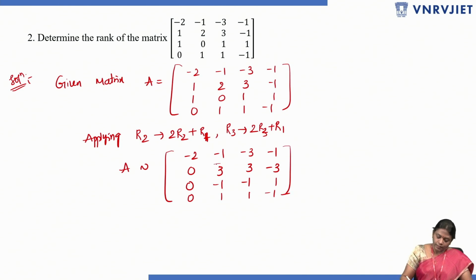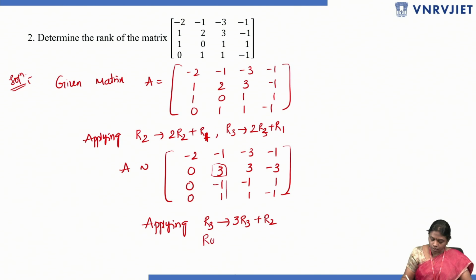Now, with the help of this element, I need to make the down elements equal to zeros. What are the operations I need to implement here? Applying R3 tends to, here I'm having R2 as 3. Now multiply this with 3, 3R3 plus R2. Next, R4 tends to, again here we're having 1. Now multiply this with 3, 3R4 minus R2. Now continue, move on to the next one.